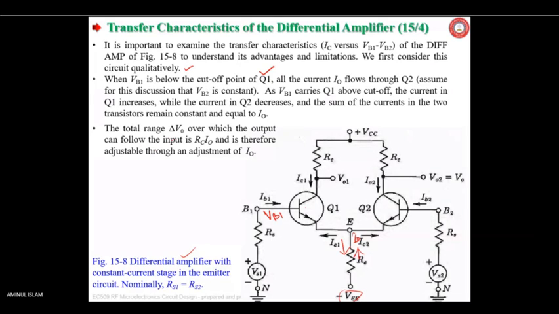The total range over which the output can follow the input is this multiplication of RC with IO, and is therefore adjustable through an adjustment of IO. You can adjust IO by changing the resistance RE here, or in the previous circuit we have the three transistors R1, R2, R3, etc.